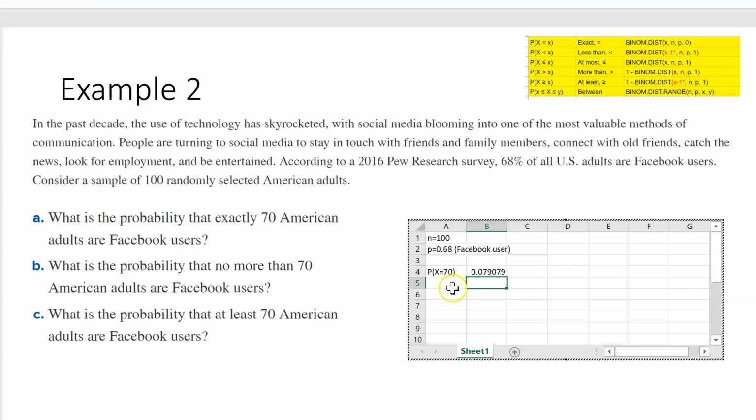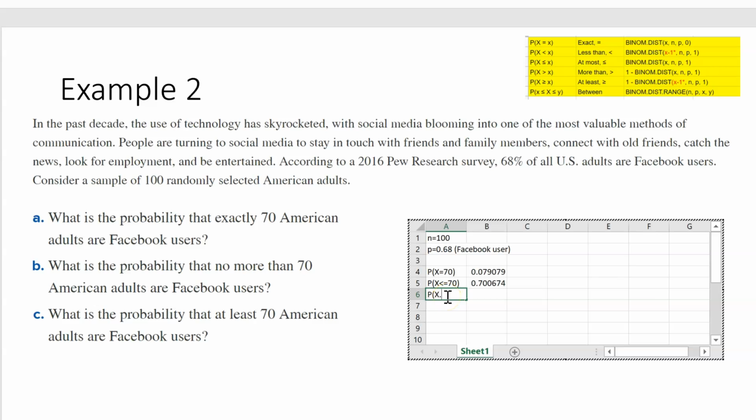That is that probability. What is the probability that no more than, so that's less than or equal to, no more than, less than or equal to 70. So when we look at our less than or equal to, we are going to do binomial distribution, and that is 70, 100, 0.68, and 1. And that's that probability.